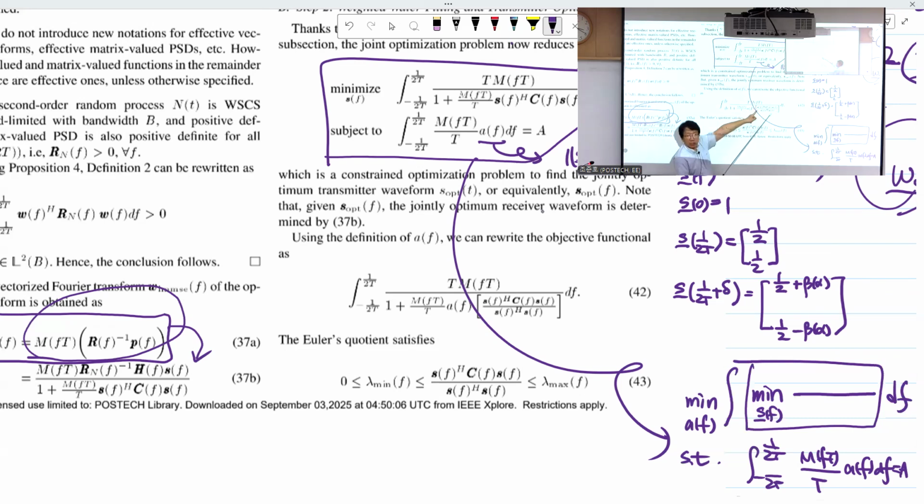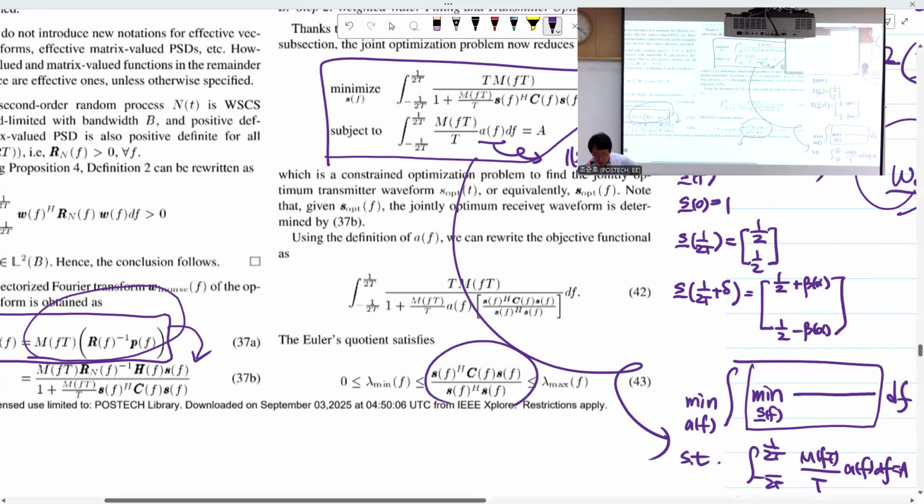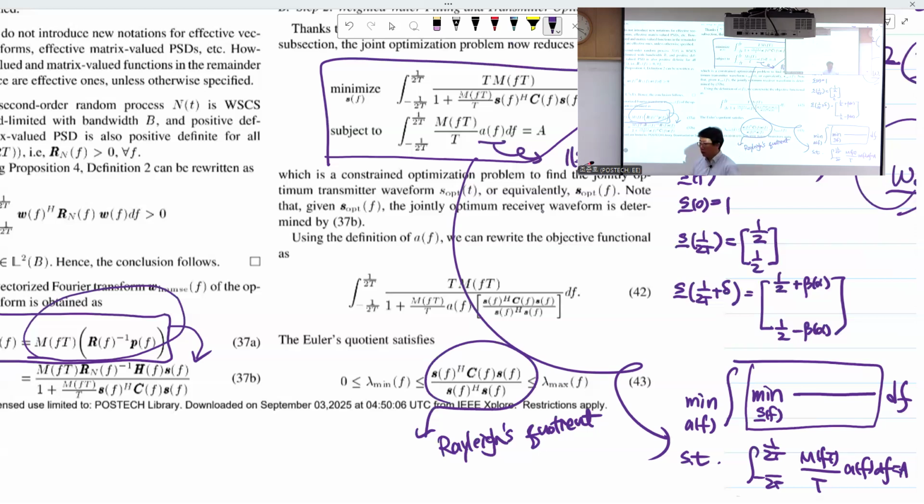Then what is this one? This is the famous Rayleigh's quotient, even though I mistakenly wrote Euler's quotient in my paper, but it's the so-called Rayleigh's quotient. This is all related to what? The maximum and minimum eigenvalue of that matrix C. If C is Hermitian symmetric, positive semi-definite, then the minimum value is 0. The maximum value corresponds to the maximum eigenvalue.